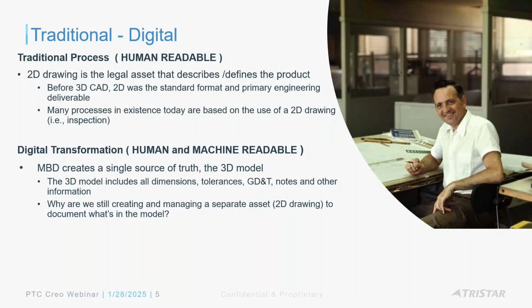And many processes that we currently have in existence, I would say, are still revolving around a 2D print, right? So before 3D CAD, obviously, we all know where we came from, the drawing board days, then came AutoCAD or the 2D CAD system, and then 3D CAD systems started becoming popular, right? So 2D was the standard format and primary, I would say, engineering deliverable, right? It's also widely regarded as the legal asset that defines the product, right?